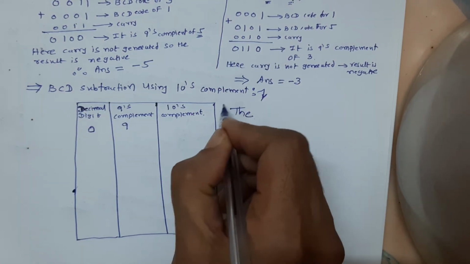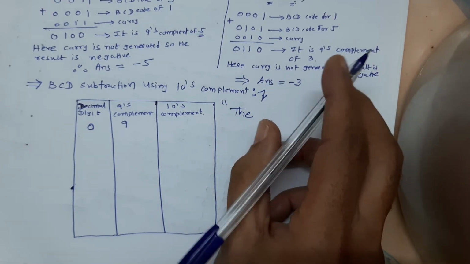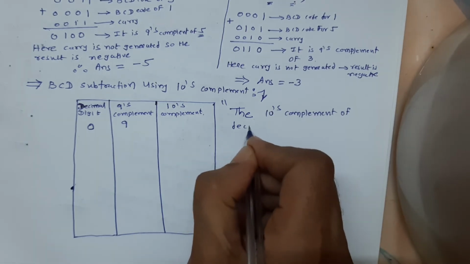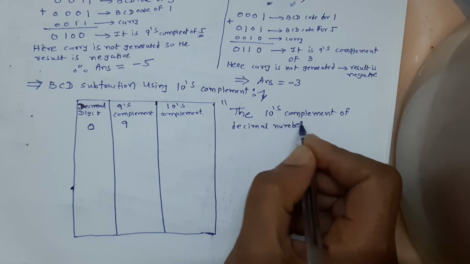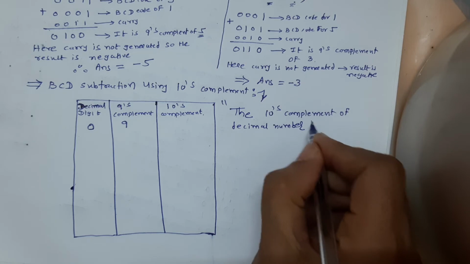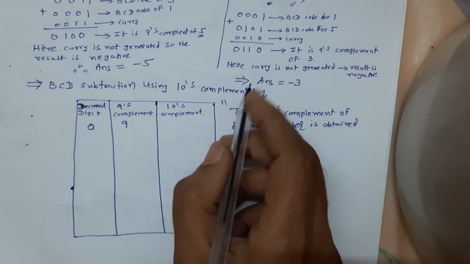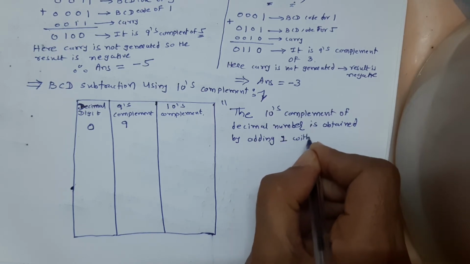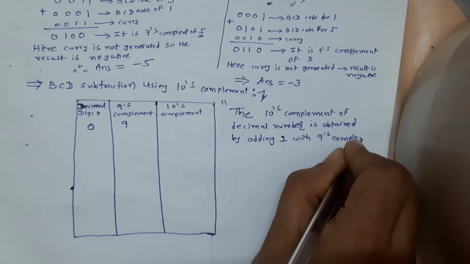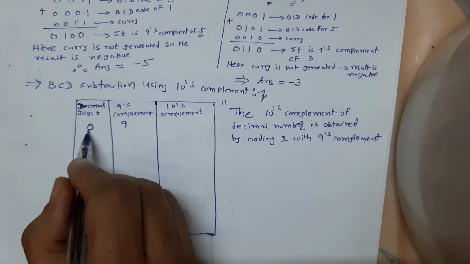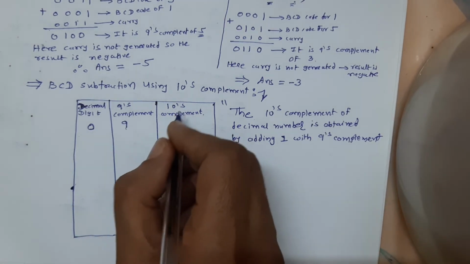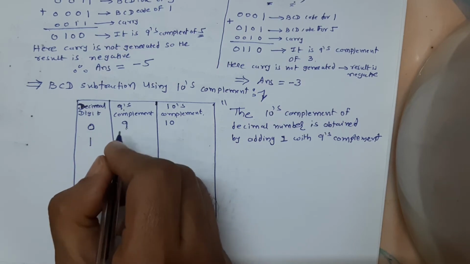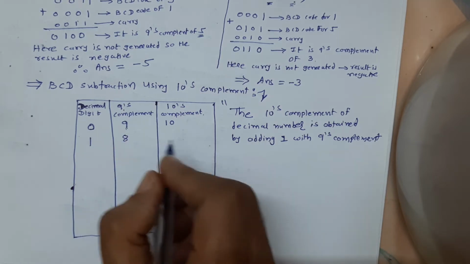So that, right, we remember this: the 10's complement of a decimal number is obtained by adding 1 with the 9's complement. So this is your 0, this is your 9. The 9's complement is 9, so the 10's complement is adding 1 to the 9's complement, that is 10. If this is your decimal number 1, the 9's complement is 9 minus 1, that means 8. So the 10's complement is 9.